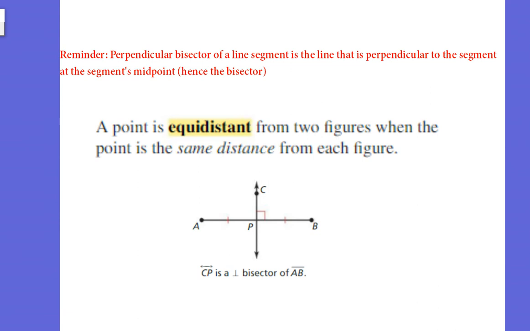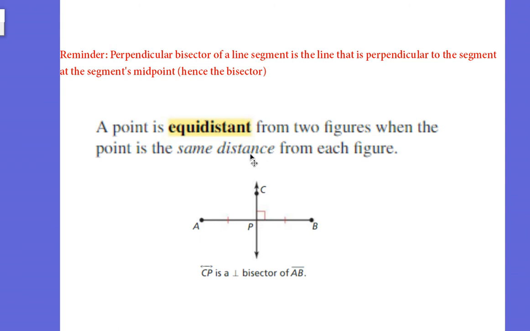First and foremost, let's recap what it means to be a perpendicular bisector. Remember, it is a segment that is both perpendicular and bisects it. So that means it's perpendicular and it goes through the segment's midpoint. And so here's a prime example. We have CP, the line, is perpendicular to AB, the segment, but since these two congruency tick marks show that they are the same on both sides, that means that P is the midpoint of the segment AB.